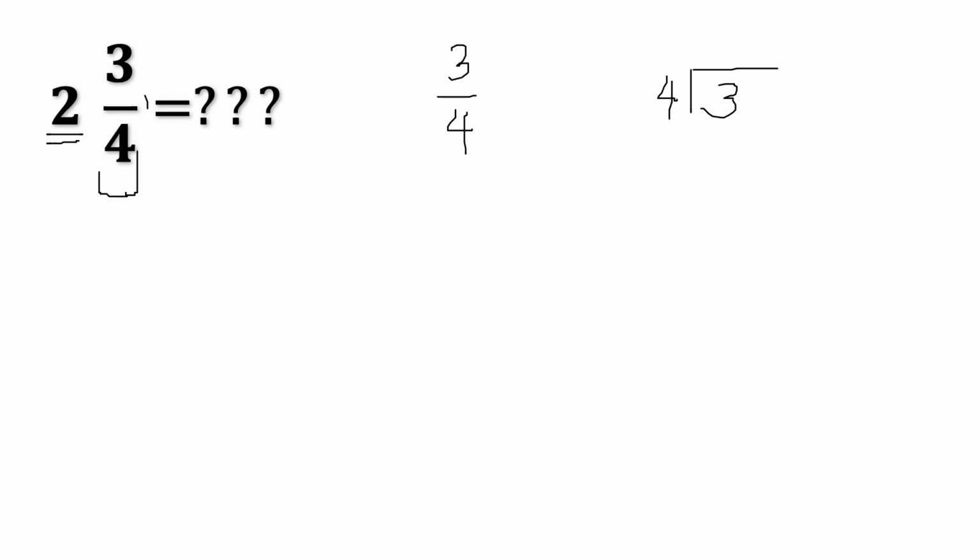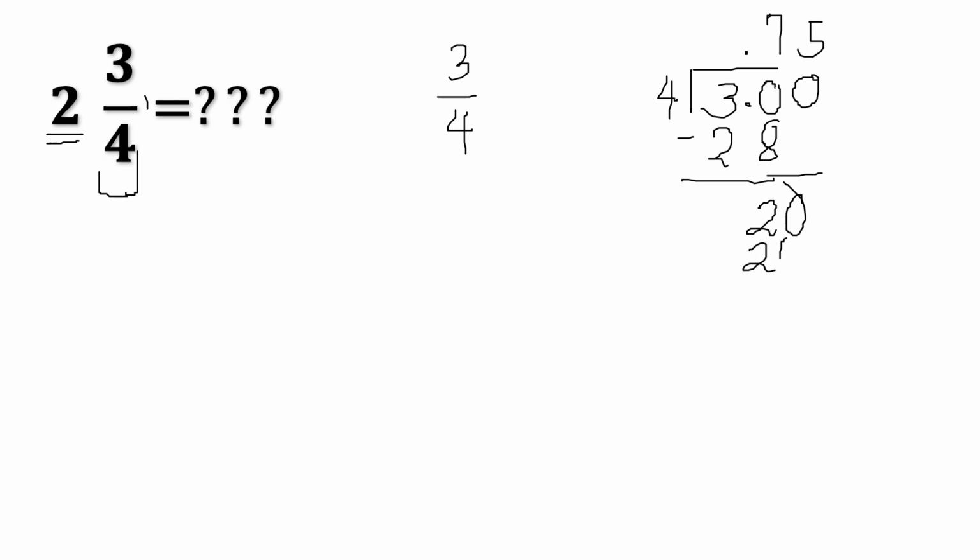So how many 4 do we have in 3? So it's impossible. So we may need the help of decimal point and then add 0. How many 4s do we have in 30? So there are 7. Because 7 times 4 is 28. Let's subtract 30 minus 28. We will get 2. So add 0, then bring down 0. How many 4 do we have in 20? There are 5. 5 times 4 is 20. So therefore, since the remainder is 0, we can say that 3 over 4 is 0.75.